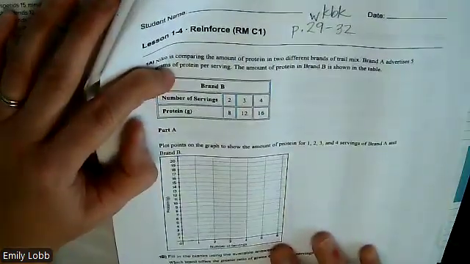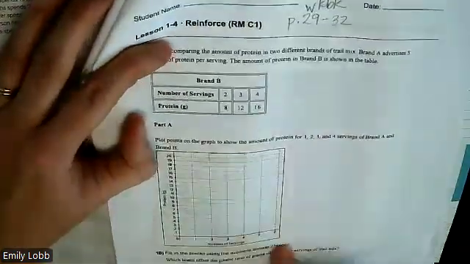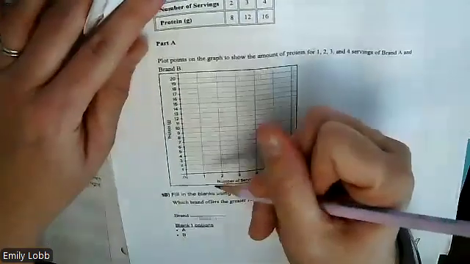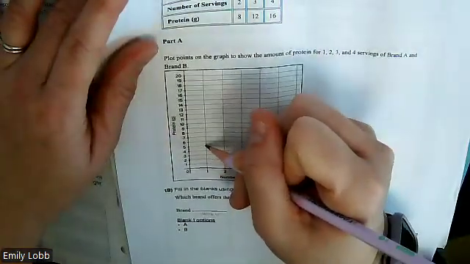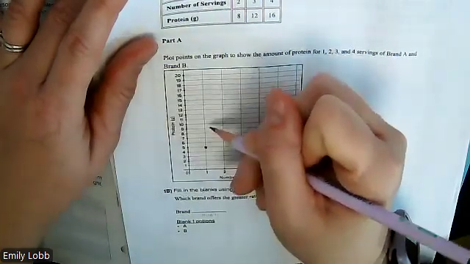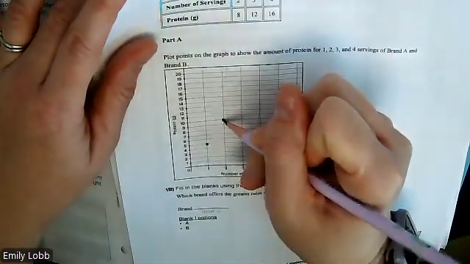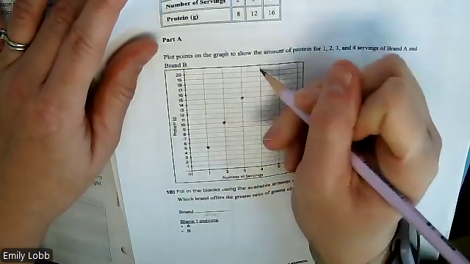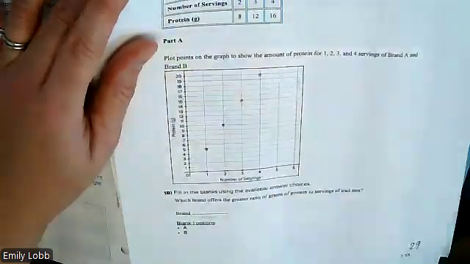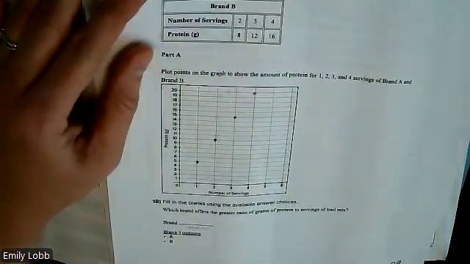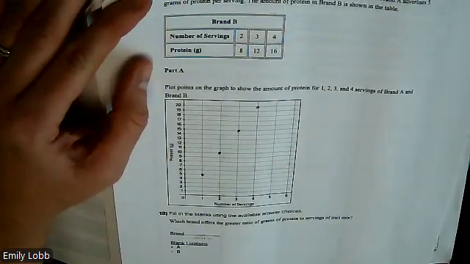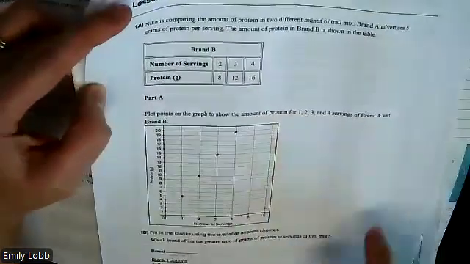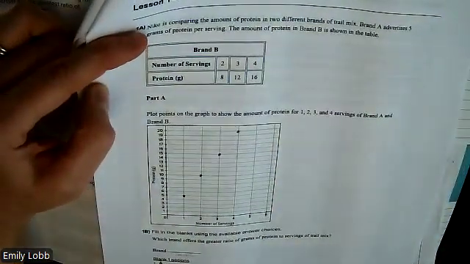So you're just going to plot these points. So number of servings, if there's 1 serving and 5 grams, you would say here, right? For every 1 serving, it goes up 5 grams. So that is the first one, all right? Now, plot the points on the graph to show the amount of protein for 1, 2, 3, and 4 servings of brand A. All right, I did it.